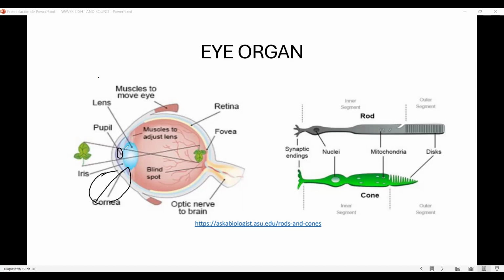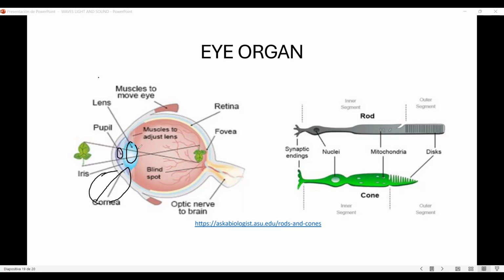Then we have the lens. This is the part that you can observe in the interior side. The light passes through the lens, and the lens helps direct the light onto the back of the eye. It changes its shape by using the accommodation strategy.